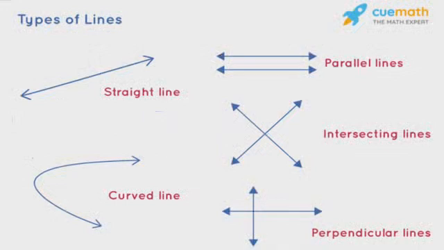Alright, for these lines which are not shown in this picture, we have vertical line. Vertical line runs from top to bottom. We also have a horizontal line running from left to right. We also have a diagonal line running from the bottom left to the top right. This is a diagonal line.